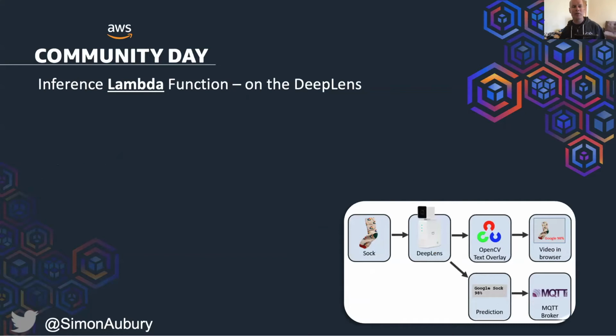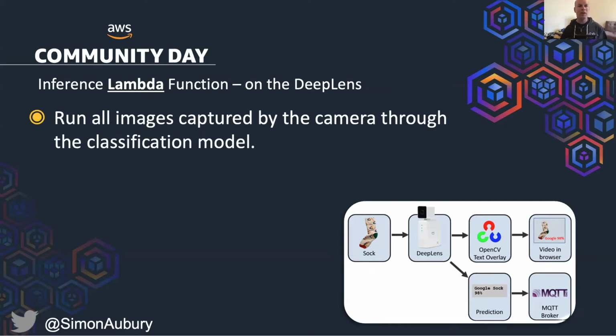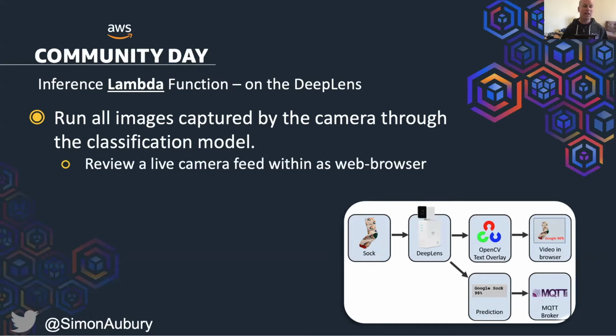Now, I've actually got to run both a model and a bit of supporting code on the AWS DeepLens. And this supporting function is called an inference function. And although it's called a Lambda function, you have to remember it's a Lambda function that's running on the AWS DeepLens. So I'm going to run all images captured by the camera through this classification model. And in addition to getting classification messages and ultimately processed by a machine, I as a human also want to see what's going on. So I can actually point a web browser to the IP address of the DeepLens and get a live feed of what the camera is seeing.